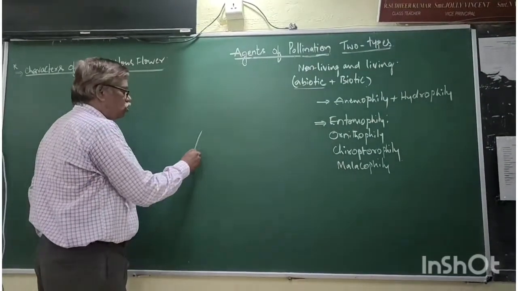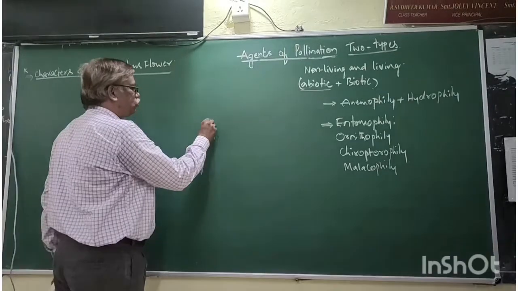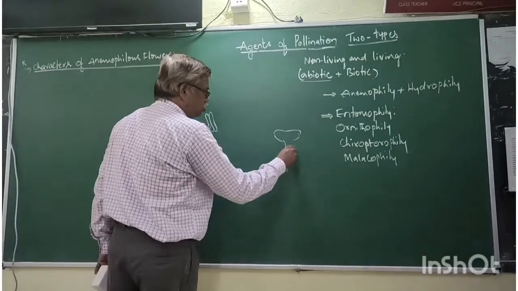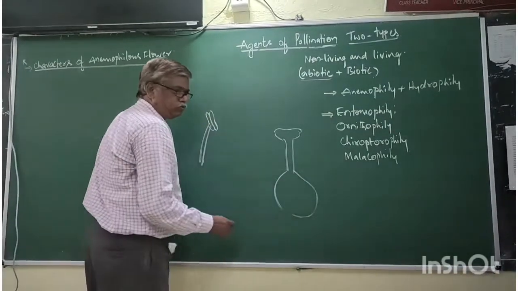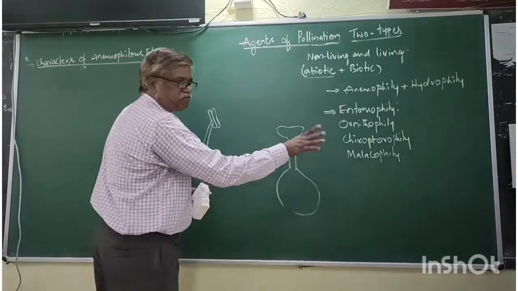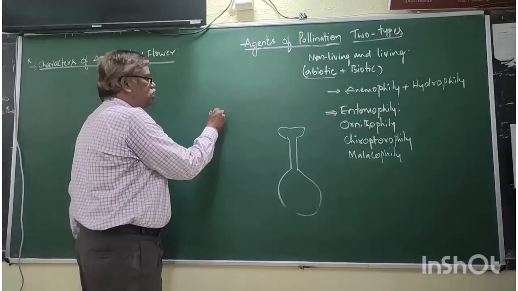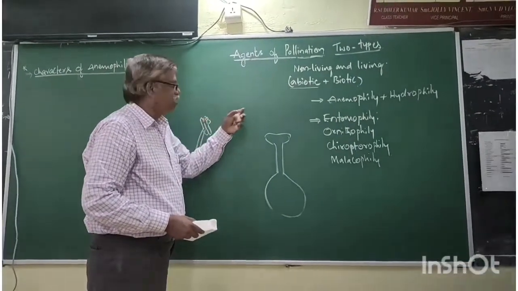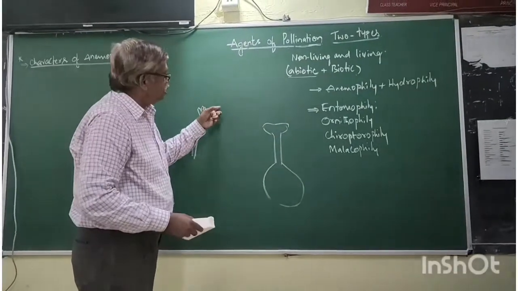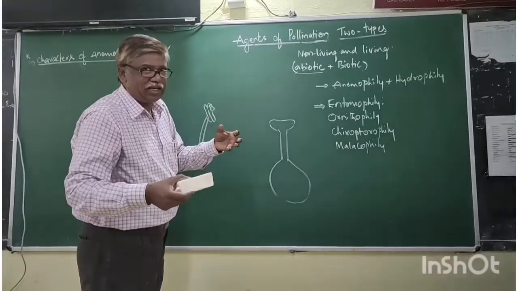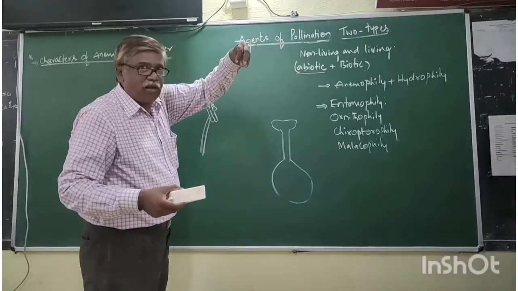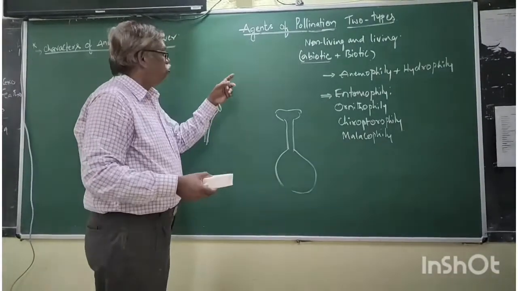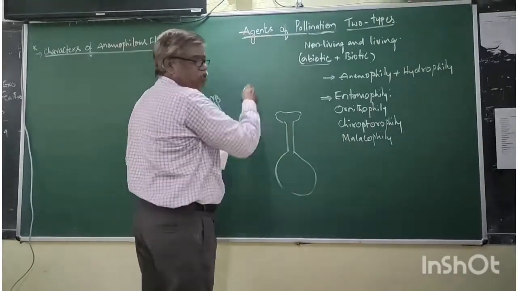Now suppose, see, this is the anther. This is the stigma. This is one flower, this is another flower, different flowers. After the dehiscence, the pollen grain is carried to the surface. This carrying of pollen grain may be by living or non-living things. These living or non-living things carrying pollen grains are nothing but agents.